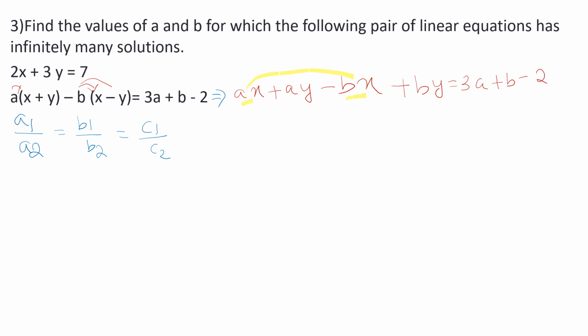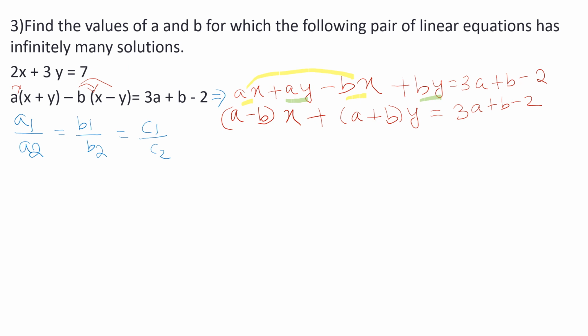So if you're taking the x variable common, you get a minus b into x. Same way, if you notice in this ay and by, you take the y variables common. So you get plus a plus b times of y is equal to, then the constant we are writing, 3a plus b minus 2. So this is your first equation. This is the first equation of the linear equation, and this is the second equation.